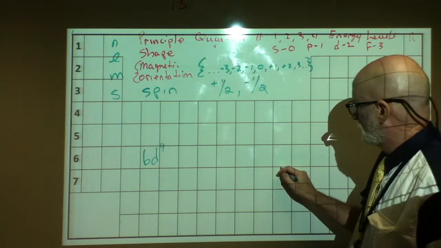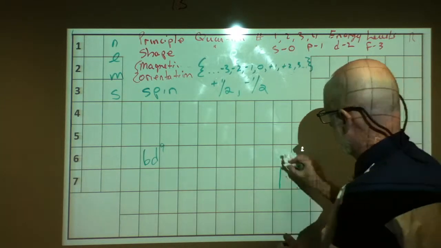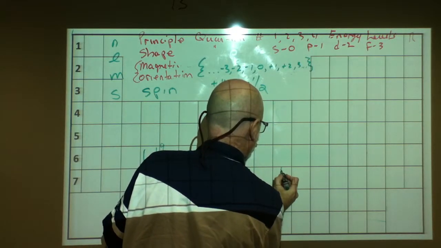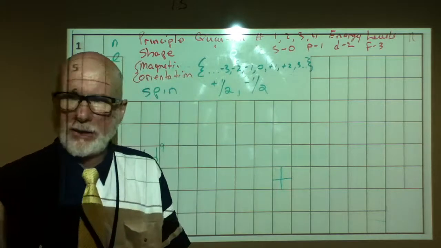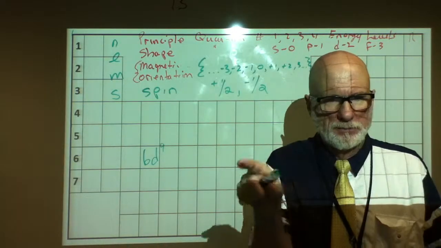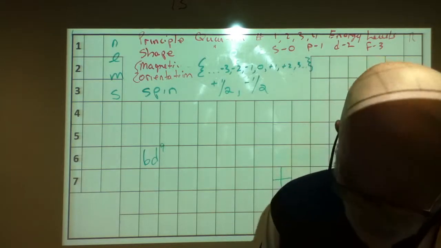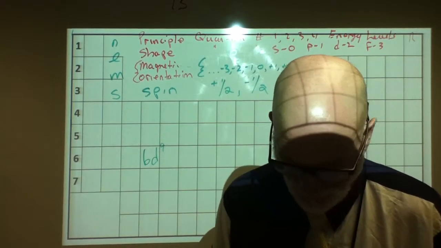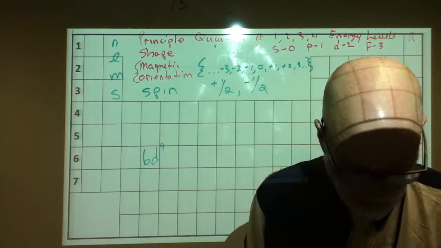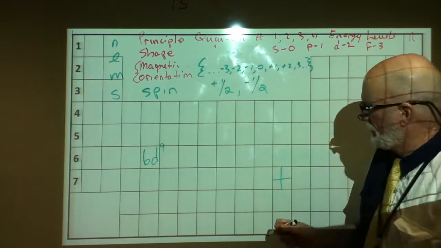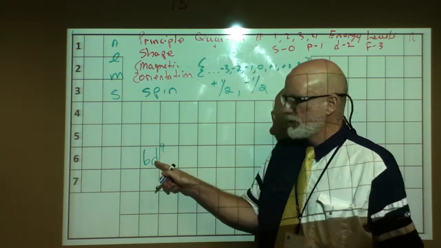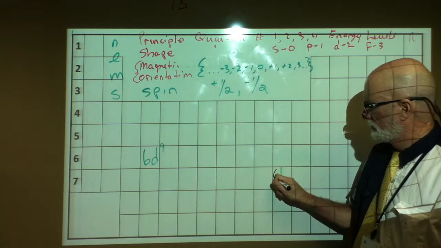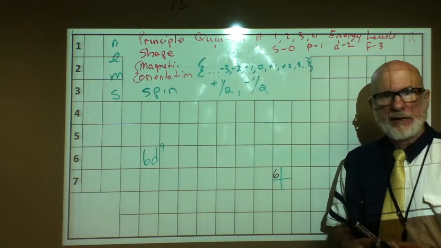You write a little plus sign, right? And I'll use different colors. I'll use 4 colors. We'll use black for N. What's the N for this electron, 6D9? What's the N? 6, right? What's the shape?